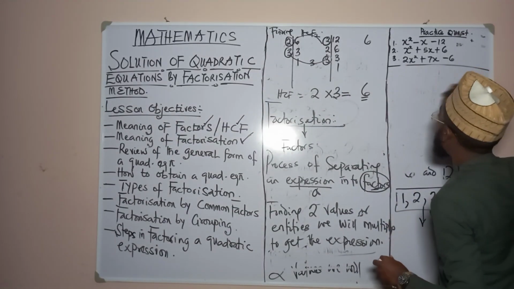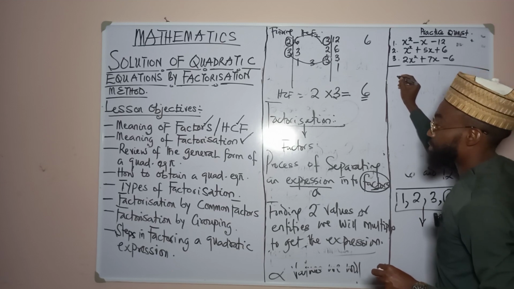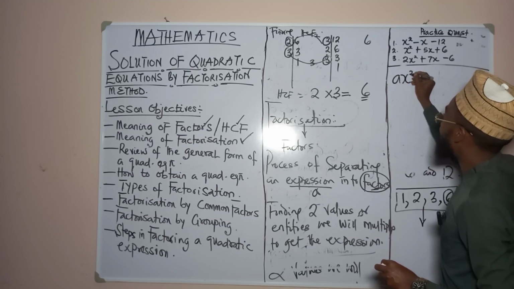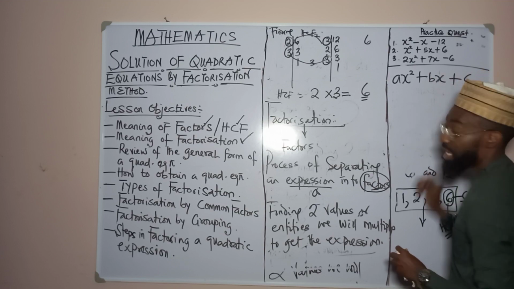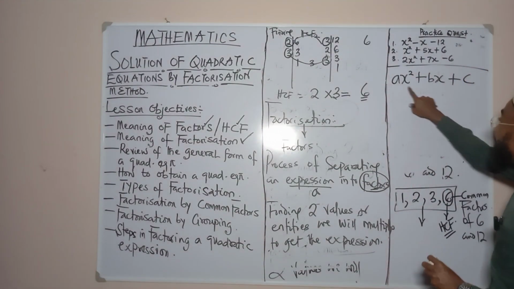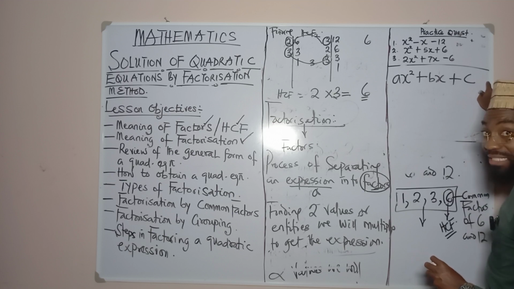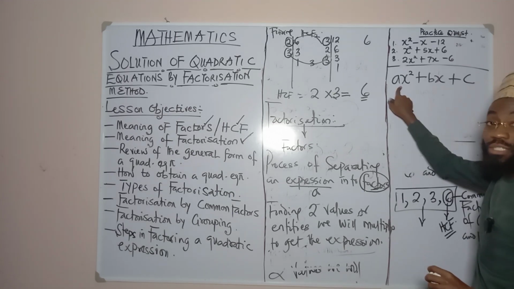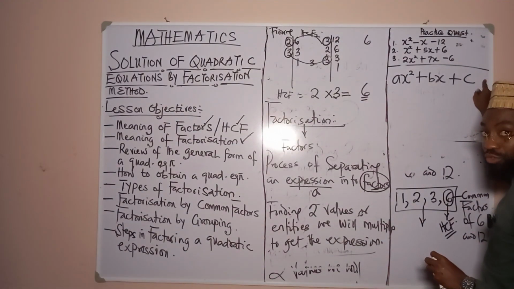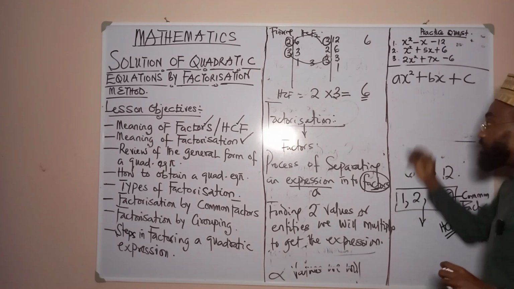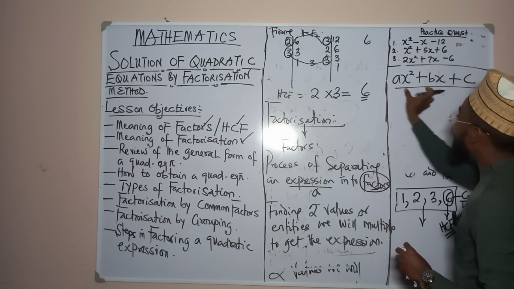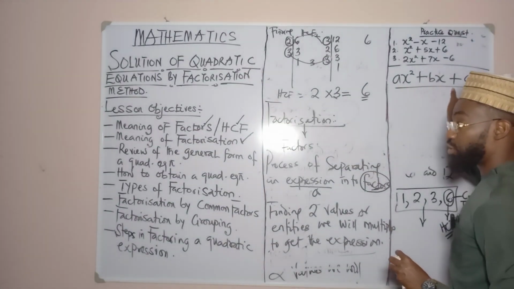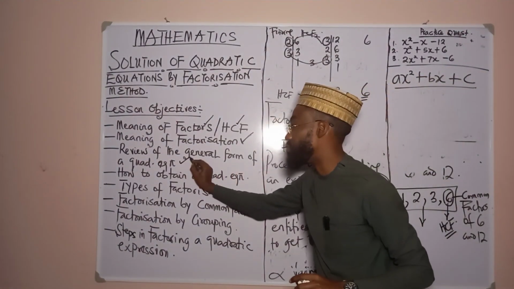The general form of a quadratic equation, or an expression rather, is ax squared plus bx plus c. Let's work with an expression. Remember, an expression will not carry the equality symbol. But if we want to convert this to an equation, I'm going to introduce the equality symbol and then write 0. But let's move with the expression only. So this is how the quadratic expression looks. We needed to make a review of it.